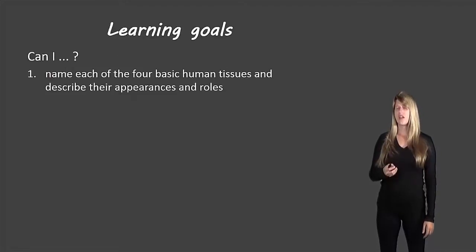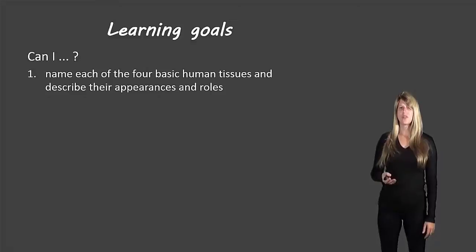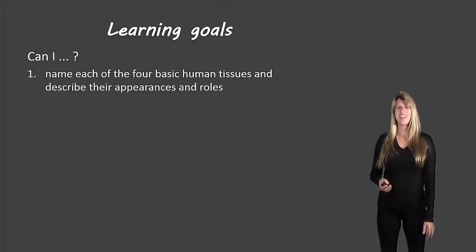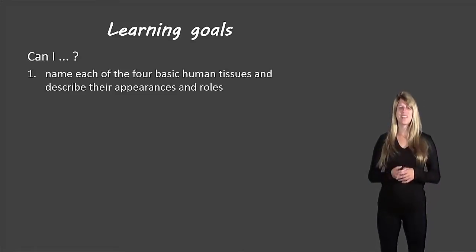So let's take another look at our learning goal. Can you name each of the 4 basic types of human tissues, and can you describe their appearances and roles? If you can do this, fantastic. If not, please rewatch the video, and if you're still having trouble, come ask me in class tomorrow.